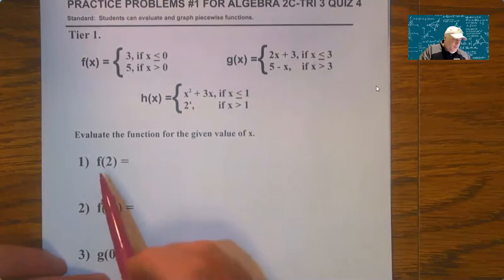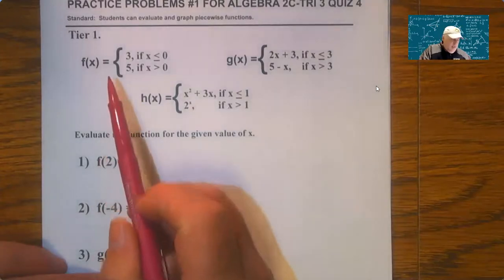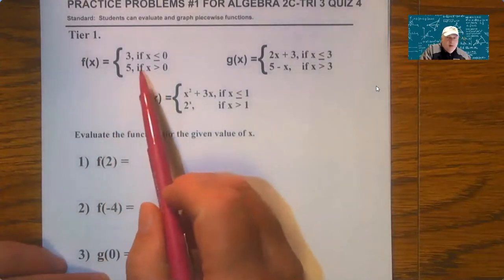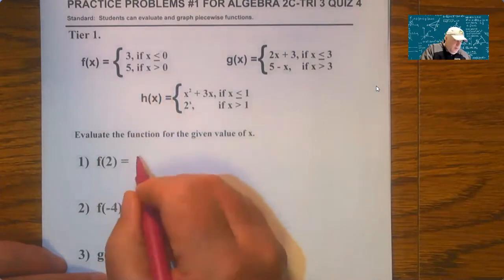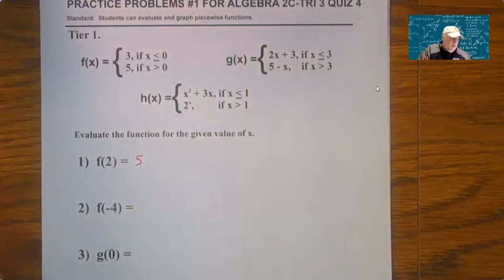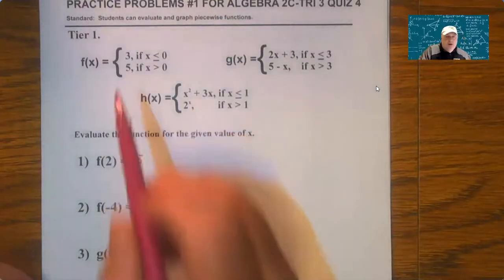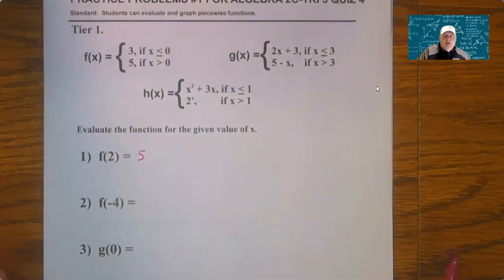So f of 2 means to locate the f function and then x equals 2. So it's this part because 2 is greater than 0. So it's that part of the domain. And then typically you would substitute it in if there's an x there, but there's not an x there. So you just choose that value.